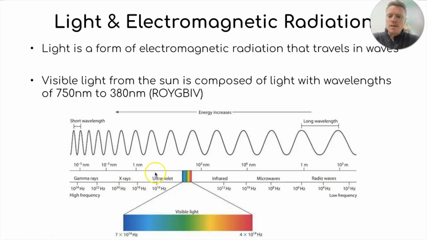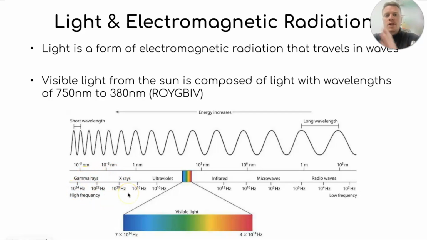And then on the other side of that, we've got the ultraviolet, or you might have heard of UVA, UVB. UV stands for ultraviolet. And then there's X-rays, which we use for medical imaging. And then there's gamma rays, which are really dangerous. Ultraviolet, X-rays, and gamma rays are all very dangerous for our bodies. They can destroy our DNA because they have such high energy.